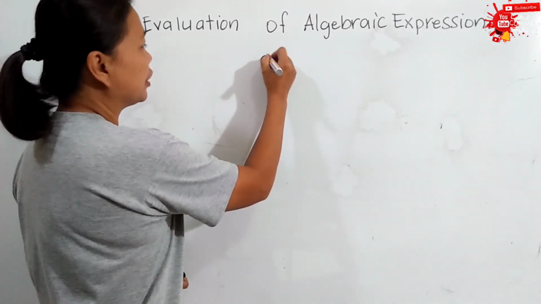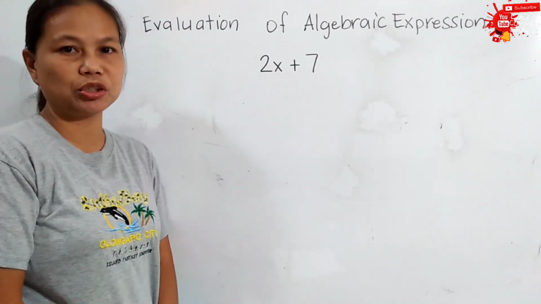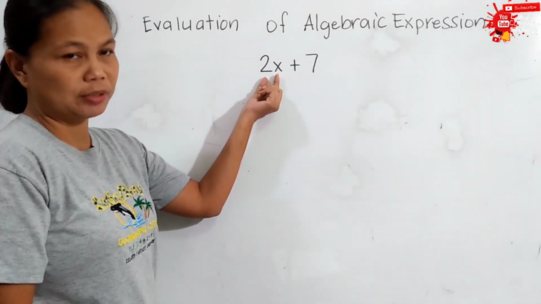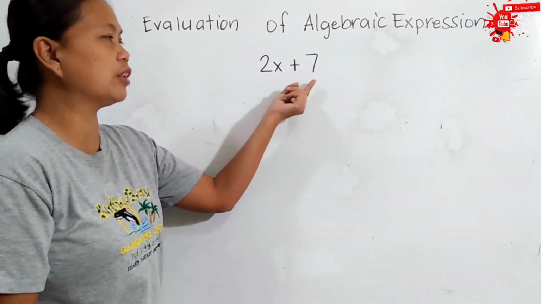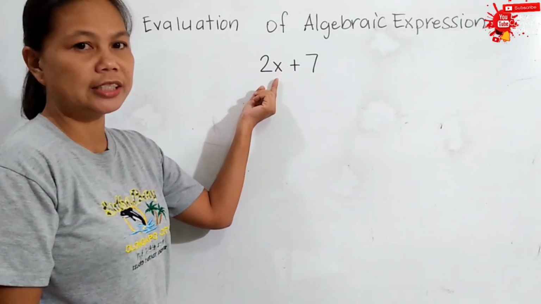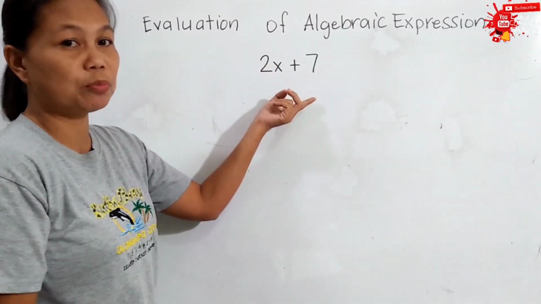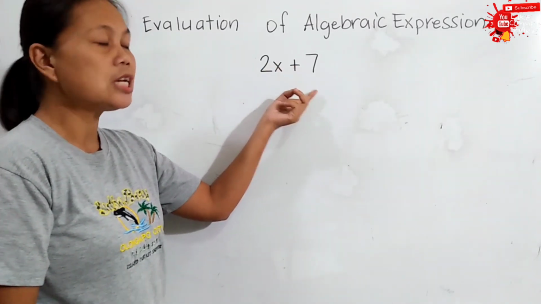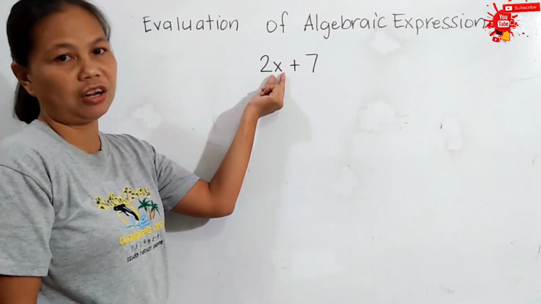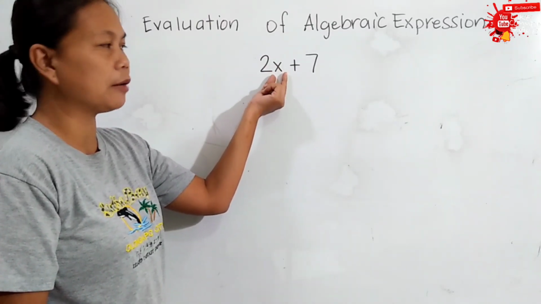Now, in evaluation of algebraic expressions, say for example, we have here an example of an algebraic expression. Say we have here 2x plus 7. So this is an example of an algebraic expression. If you notice, we cannot add these two terms here. We have the first term 2x and the second term 7, because these particular terms are dissimilar. So we cannot add them. We can only get the value of this algebraic expression 2x plus 7 if and only if we are given a particular value for this variable. Okay? So we will get the value of this if we are given the value for the variable x.